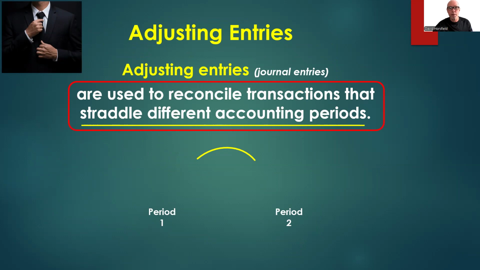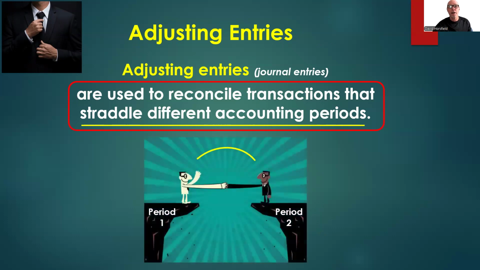So an accounting period could be one month to another. If we close out one particular month and start a brand new month in the accounting cycle, we're straddling two different accounting periods. It could be a month. That period could be a quarter, so 3 consecutive months, or it could be a year. There's different ways to define an accounting period. The point is, adjusting entries are journal entries that reconcile transactions that straddle different accounting periods. And you could look at it visually like this, right? We're closing one period and starting another period, and we need to find a way to bring some harmony or balance between those different periods.